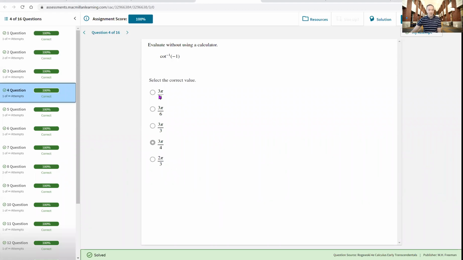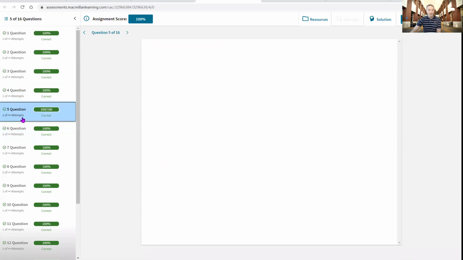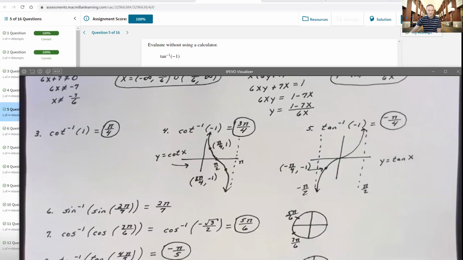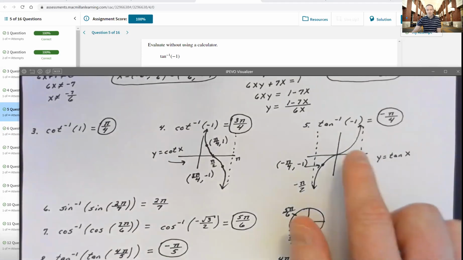I wish they had put as one of the distractors negative pi over 4 or 7 pi over 4 there. Those distractors here are not very good. I would do better if I gave you a multiple choice question on a test. Looking at the next one.